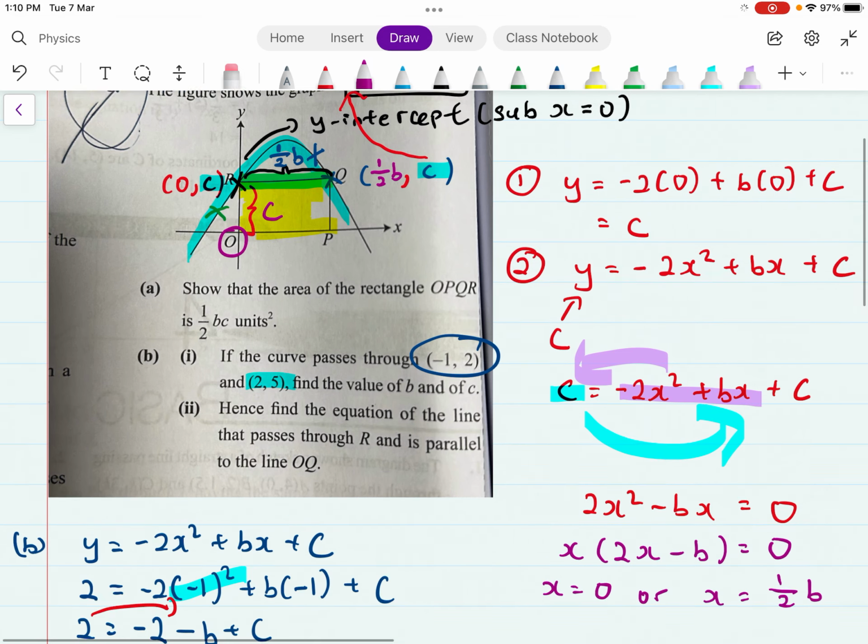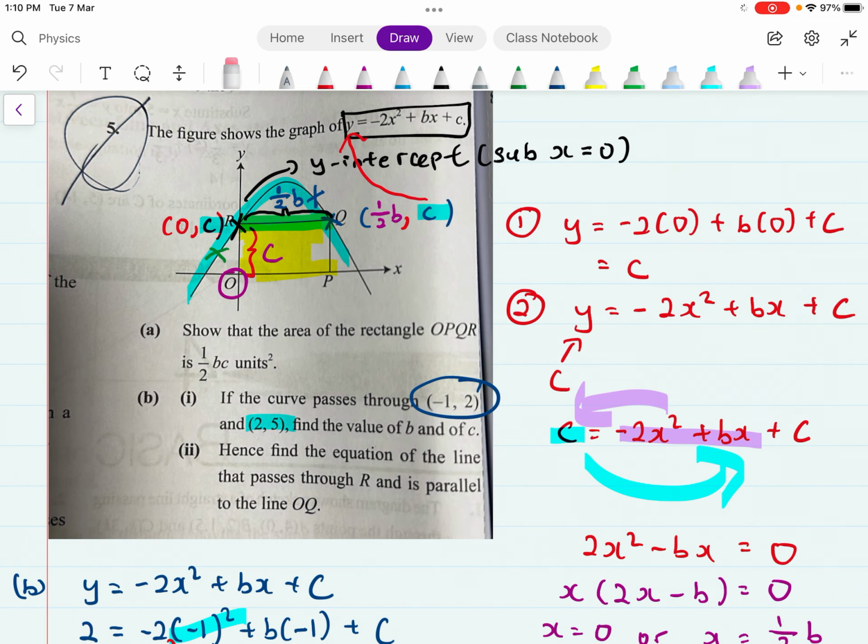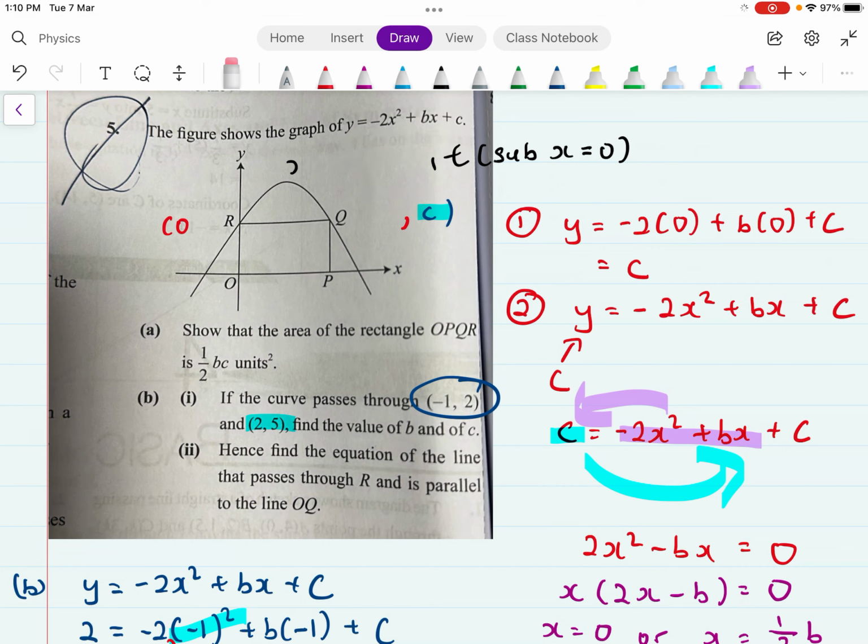Okay, part 2. Hence, find the equation of the line that passes through R, and it's parallel to the line OQ. Okay, so let's take a look at this word, equation of the line. When we want to write down the equation of a line, the general form is always y equal to mx plus c. So mx plus c just means that I need to give them the m and the c. As long as I give them the m and the c, I will get the full credit already. So what is m? M just means gradient, c just means y-intercept.